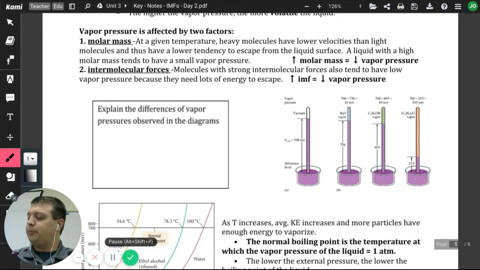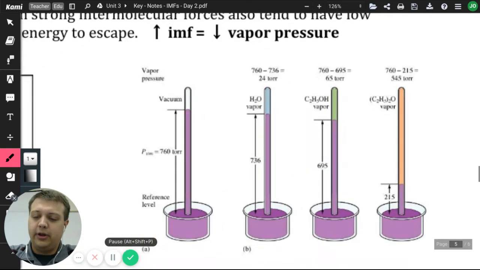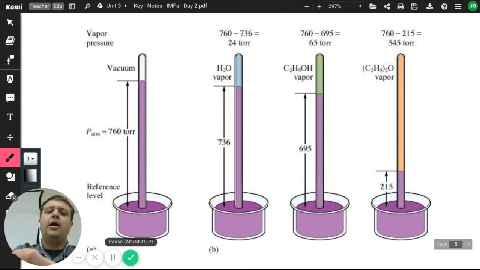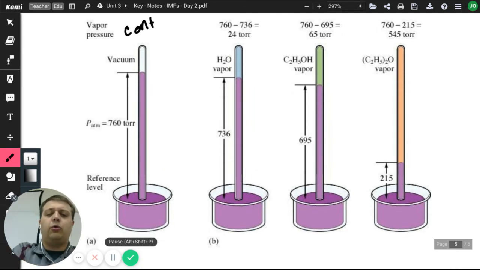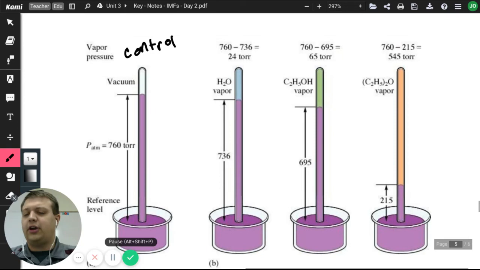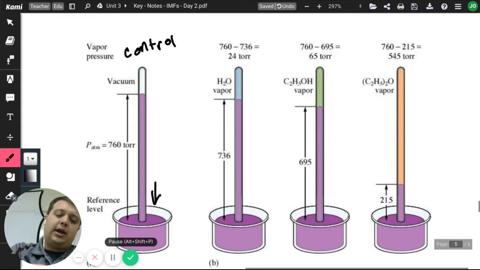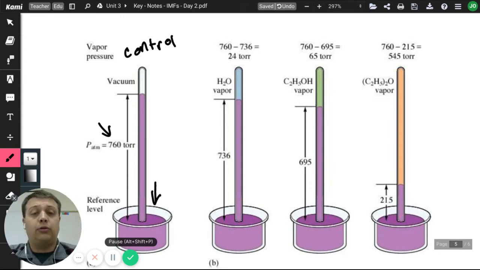So right here, we're supposed to explain the differences between the vapor pressures in the diagrams. So let's take a look at what's actually going on here. This first one is going to basically be your control, right? So this is saying, okay, I've just got a vacuum. I've got nothing else in there. And so it's just the vacuum with liquid mercury, and then we've got atmospheric pressure. Now, the atmospheric pressure is pushing down, and right here would be the result, 760 torr, which is essentially 1 atmosphere.